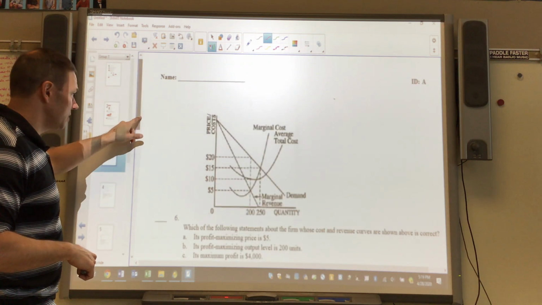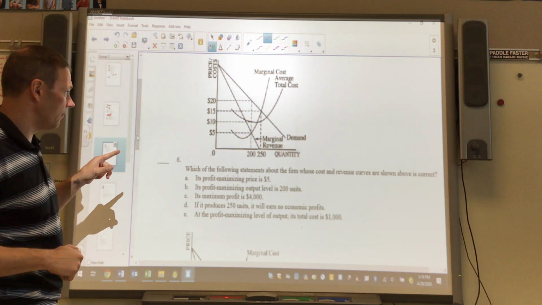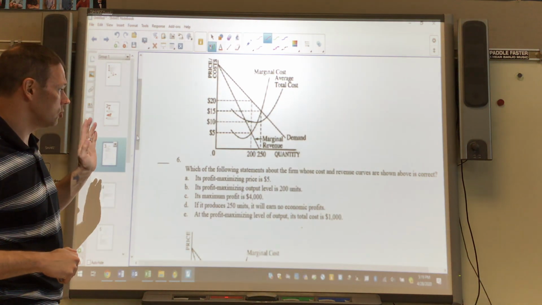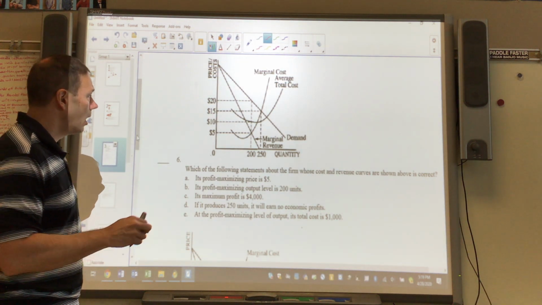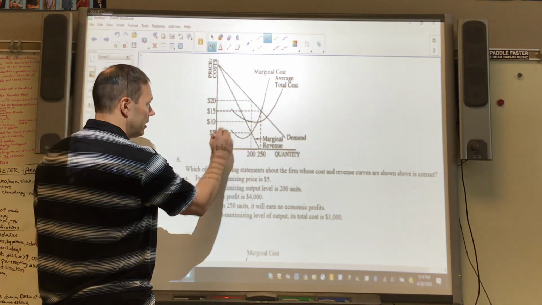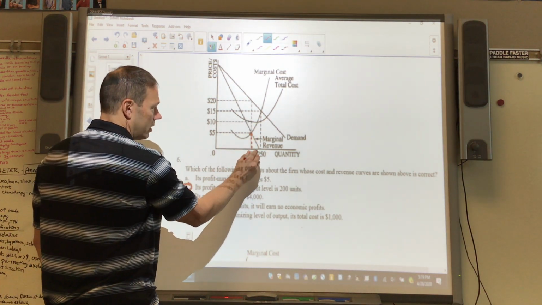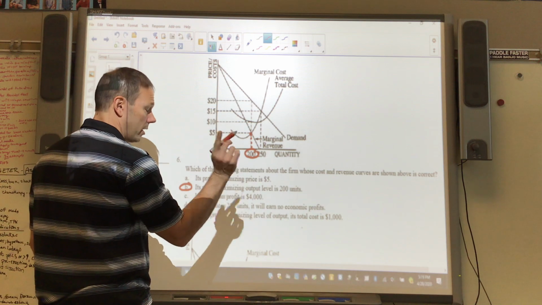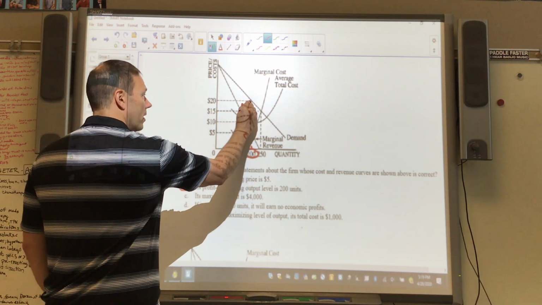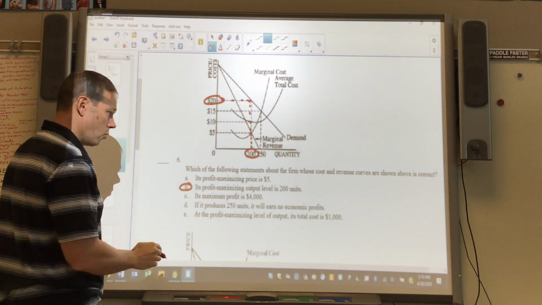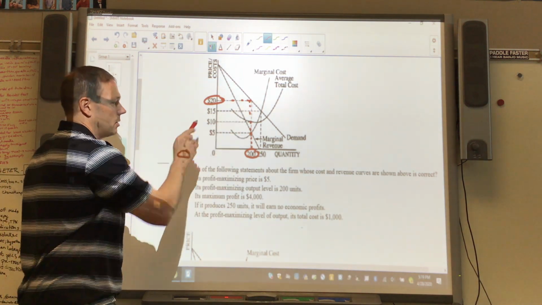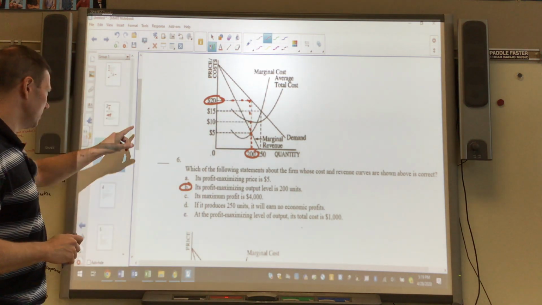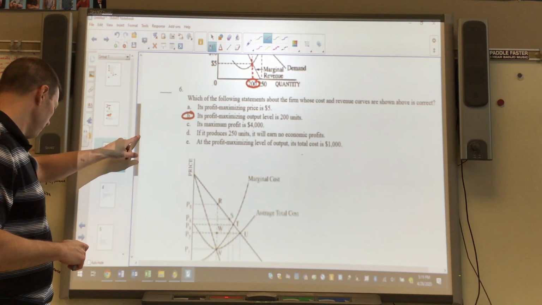All right, let's look at number 6 here, another monopoly graph. Which of the following statements is true about these revenue curves? So the best answer here is B, and the reason is MR and MC intersect right here at a quantity of 200. Remember, to find price, you go up here to demand. That's why A is not the correct answer, because you don't go straight over, you go up to demand in order to find that price. So number 6 is B.